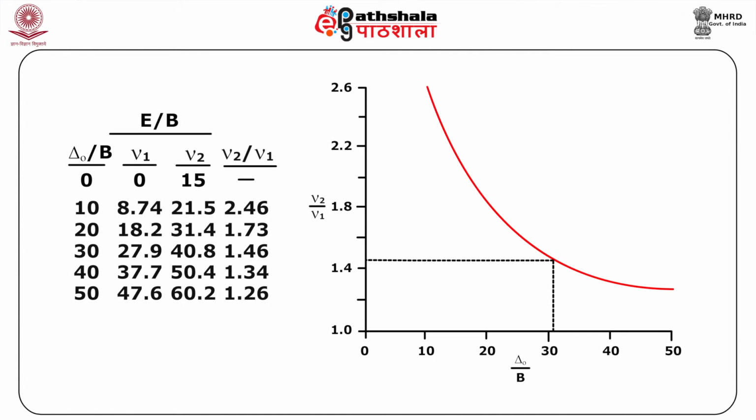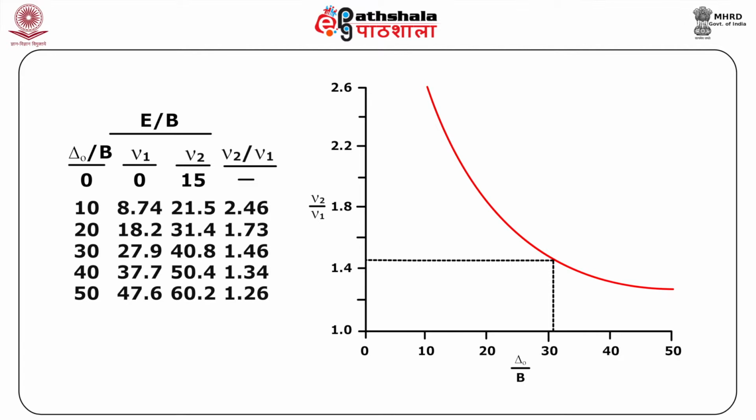The ratio varies as a function of the value of delta naught. Hence, a plot can be drawn between delta naught by B and mu2 by mu1. The plot is shown in the figure. From the figure, it can be seen that when the value of mu2 by mu1 is 1.44, the value of delta naught by B is 31.